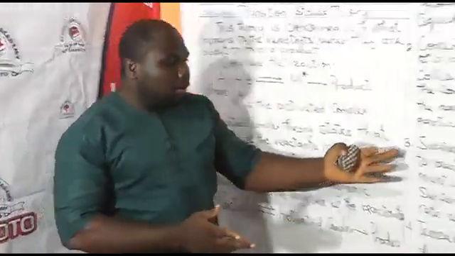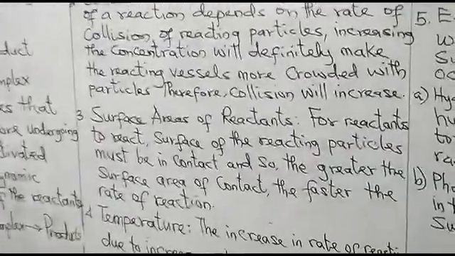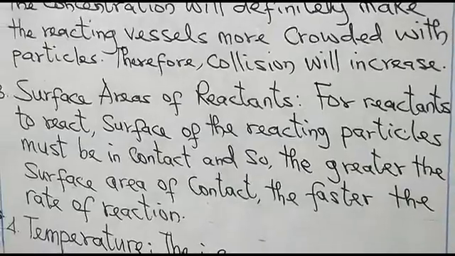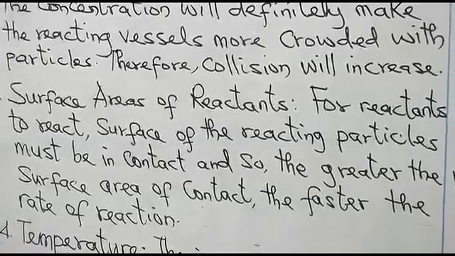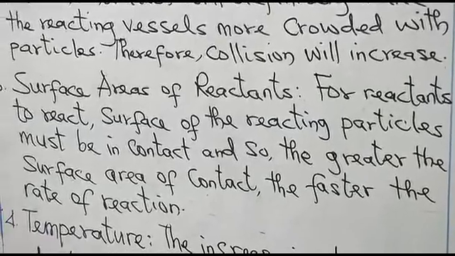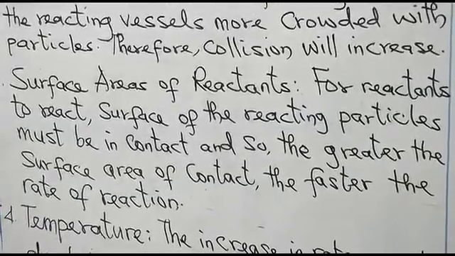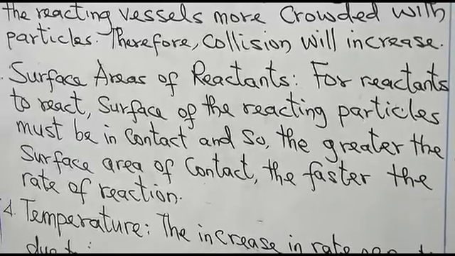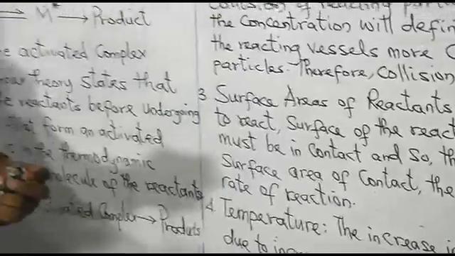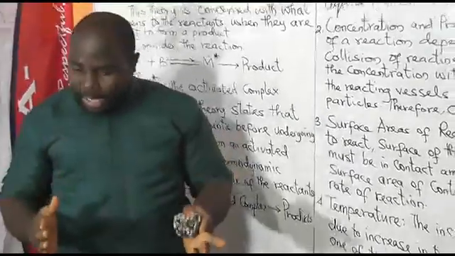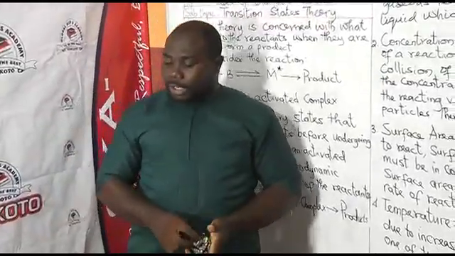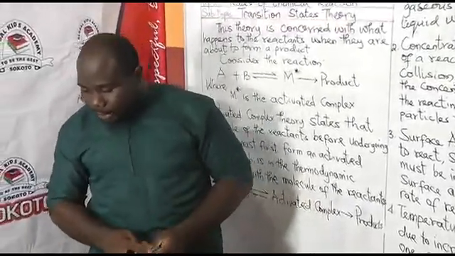Then the third is surface area of reactants. For reactants to react, the surfaces of the reactant particles must be in contact. So, the greater the surface area, the faster the rate of reaction. Now, with this surface area, I would like to carry out a simple experiment on the effect of surface area of reactants.